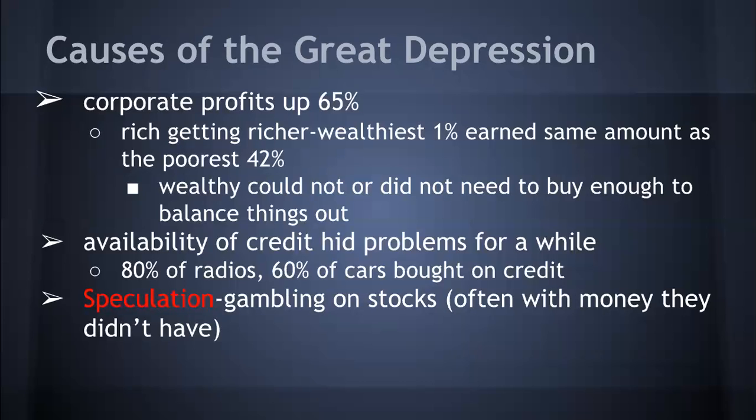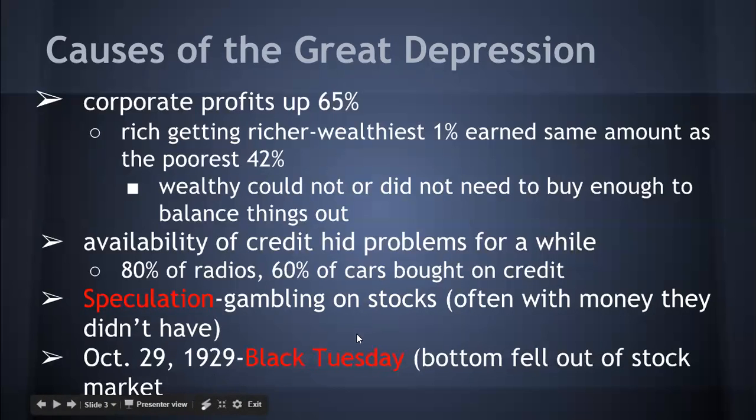So you're starting to see a lot of money being owed and not a lot being paid off as we get towards the end of the decade here. And then it kind of all culminates here on Black Tuesday, October 29th, 1929. The bottom fell out of the stock market. Billions of dollars and billions of dollars in value of stock literally disappeared overnight.